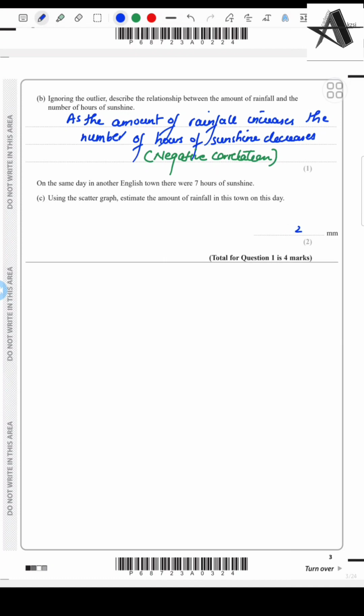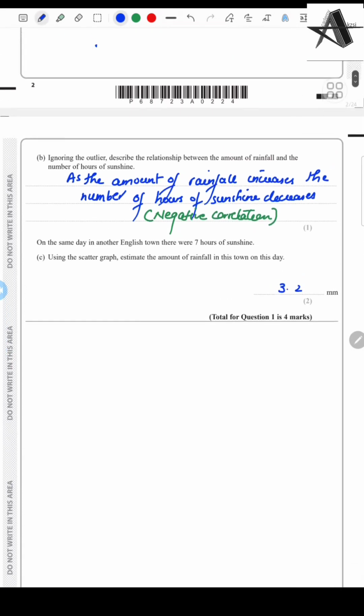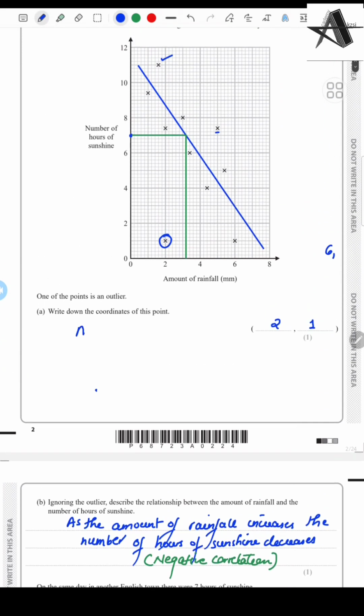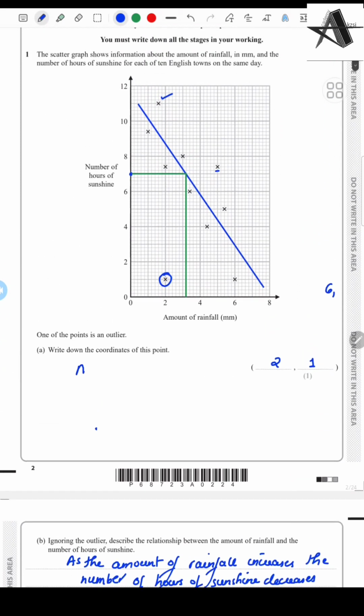For example, if they have given the rainfall and you have to calculate the hours of sunshine, then we do the same thing. Only in that case we start from the x value which is given. I'll draw a straight vertical line. When it touches the line, then I'll draw a horizontal line.